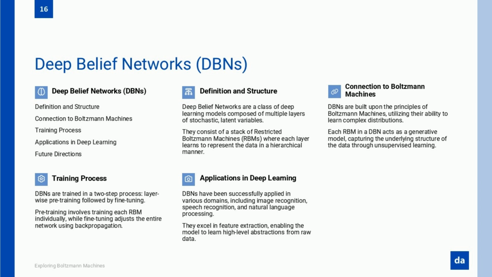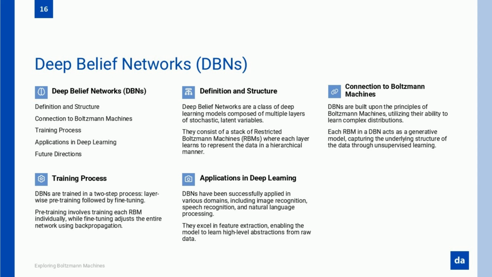To improve training, researchers refined techniques and developed algorithms like the contrastive divergence algorithm, which became essential in optimizing RBMs and DBNs. In the next section, we'll break down how this algorithm works and why it was a game changer in training Boltzmann-based models.